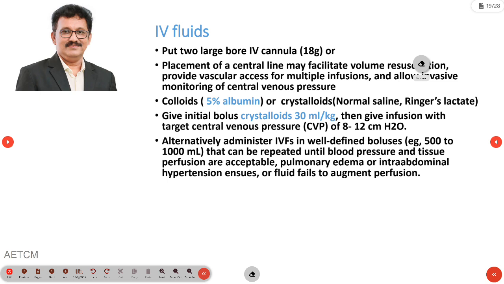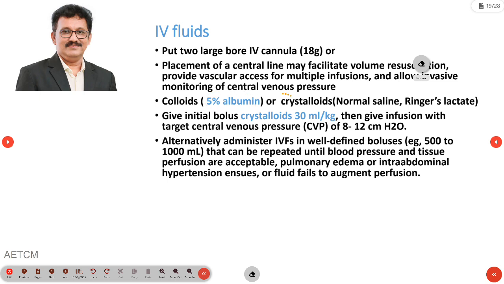30 ml per kg should be given, and the CVP should be maintained somewhere around 8 to 12 centimeter of water. Now, these are called crystalloids: normal saline, ringer lactate, plasmalyte, they are all called crystalloids. Can we give albumin?